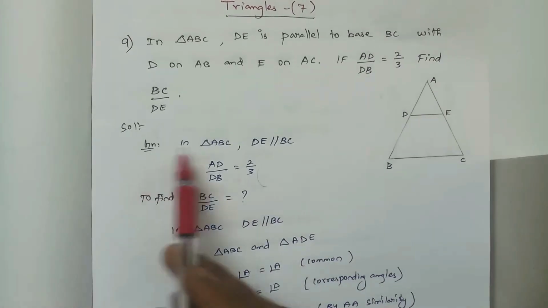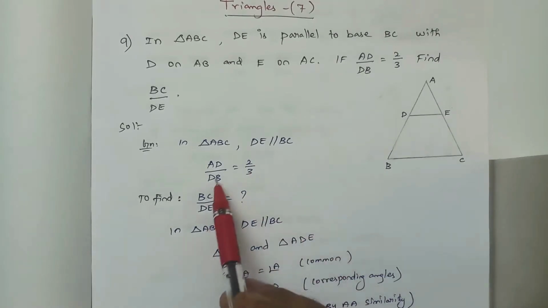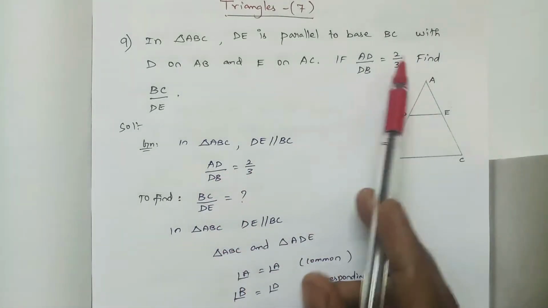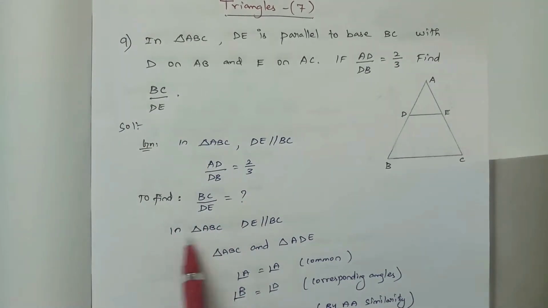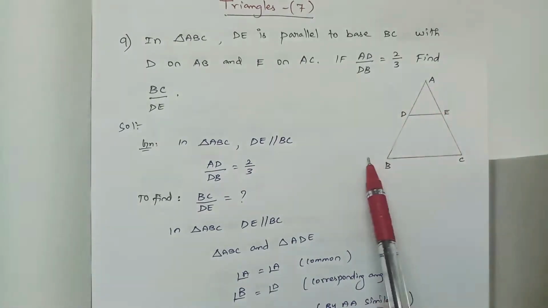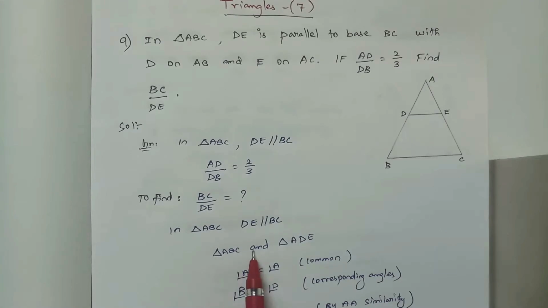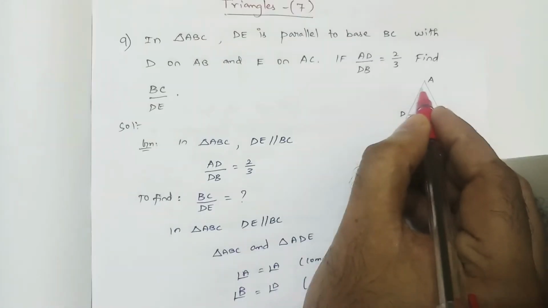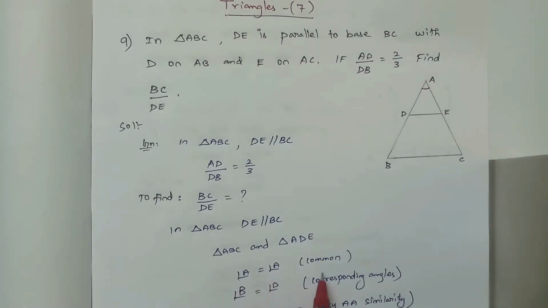Okay, given in triangle ABC, DE is parallel to BC and AD by DB is equal to 2 by 3. We want to find BC by DE. So in triangle ABC, DE is parallel to BC. I am choosing triangle ABC and triangle ADE. Angle A is common for both triangles. Angle A is equal to angle A, common, right?